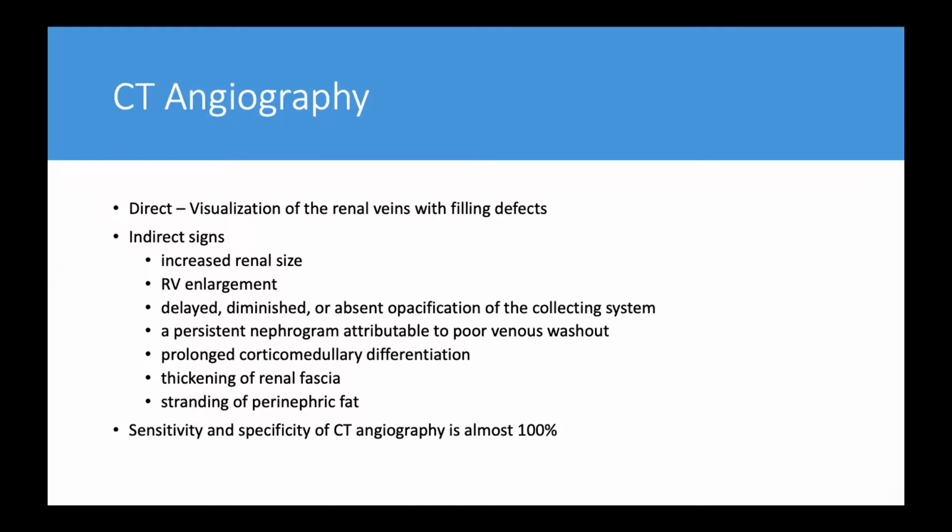So CT angiography remains the imaging modality of choice, where we can directly visualize the renal veins and see the filling defects. There are other indirect signs similar to what is seen in ultrasound. And coming to sensitivity and specificity, it is about 100% with CT angiography. The other option is MR angiography, but the specificity of MR angiography is lesser compared to CT angiography.